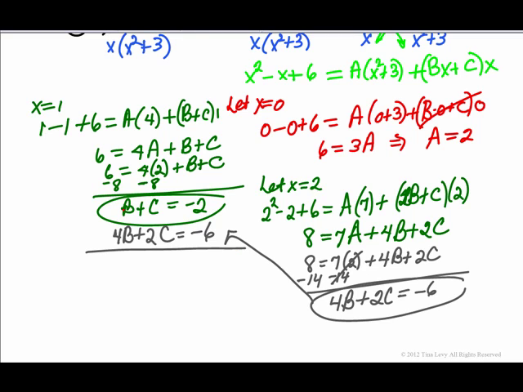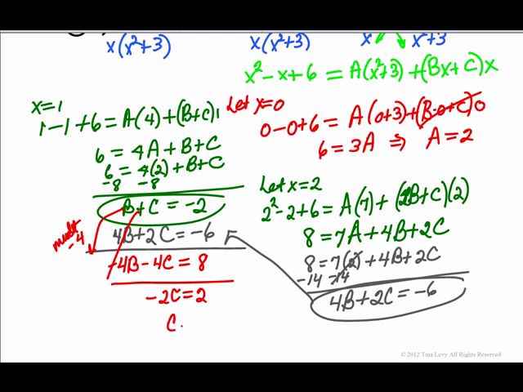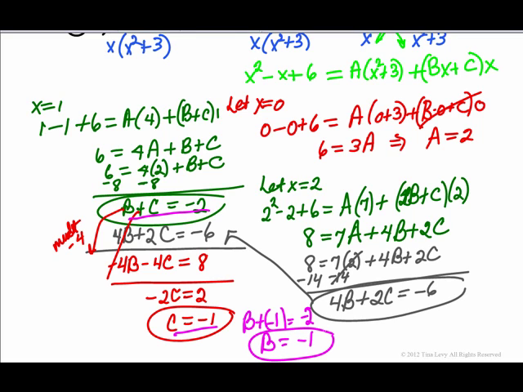All right, guys, so I'm going to multiply this one by negative 4. So I get negative 4b minus 4c. Negative 4 times negative 2 is 8. And now I get that negative 2c is 2. So c is negative 1. So now the fact that c is negative 1, b plus c is negative 2. I have b plus negative 1 is negative 2. So sure enough, b, everyone, it turns out to also be negative 1.